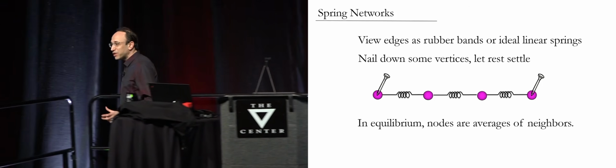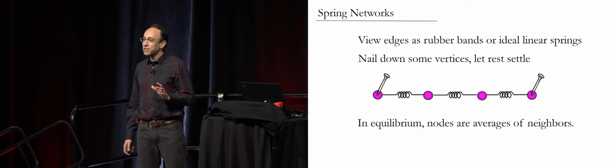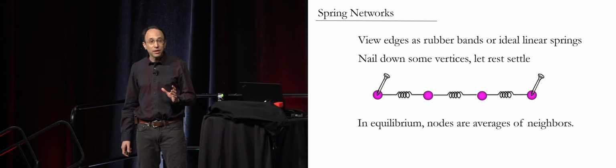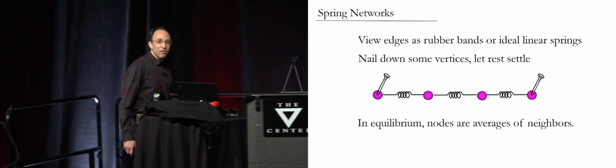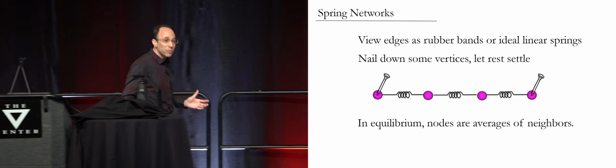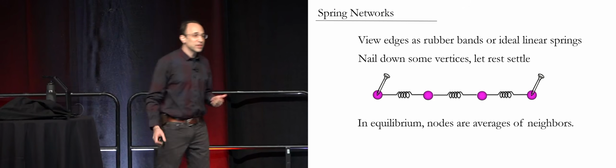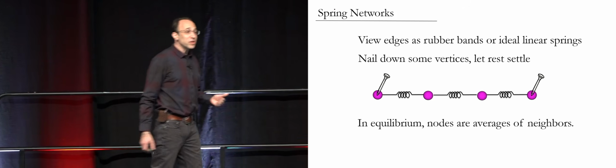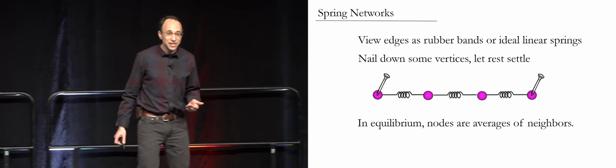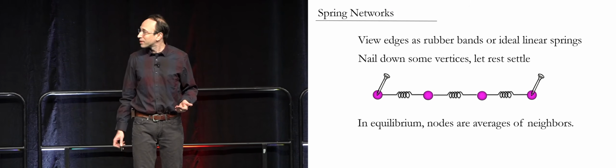Okay, so let's begin by talking about linear equations we can associate with a graph, and I'm going to derive these from a physical system. So let's imagine a graph as defining a spring network. Think of every edge in the graph as defining an ideal linear spring with spring constant 1. And now there's a very natural experiment you can do with this spring network. You can nail down some of the vertices and let the others settle where they're supposed to.